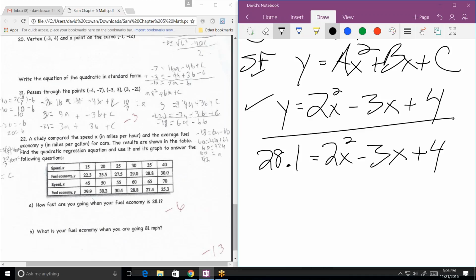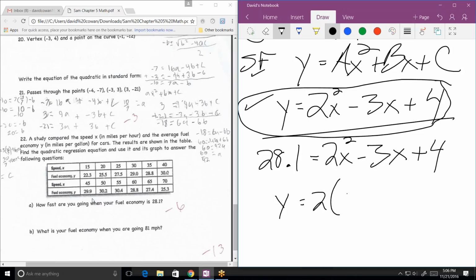Right. So how am I going to get that? If that's the equation of this table, how do I answer B? You go to x equals 81. Okay. You plug it in, you solve for y. So you'd have y equals 2 times... You can just sort of have the graph do that for you. Yeah, I mean, you don't have to do this by hand.